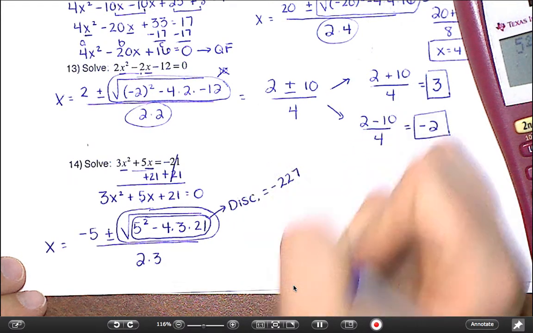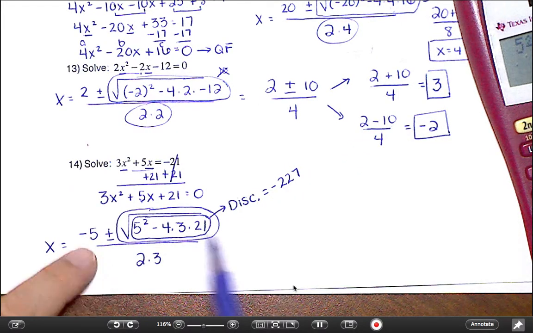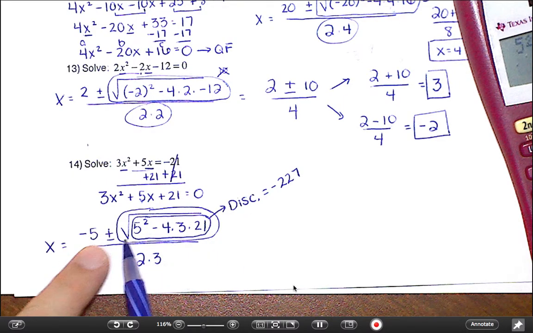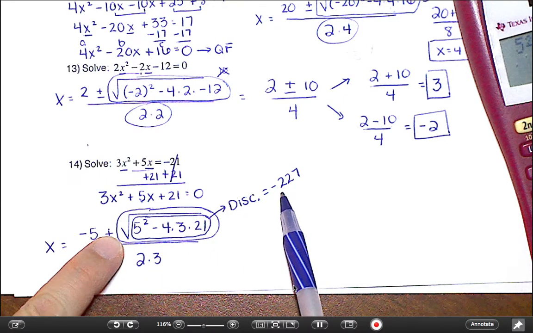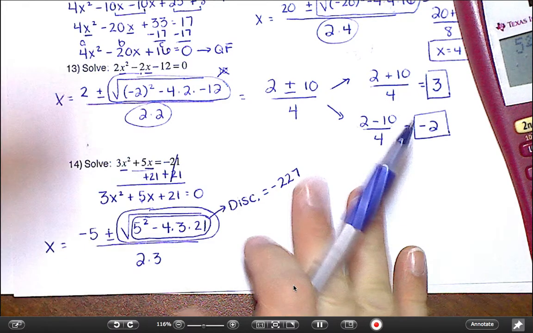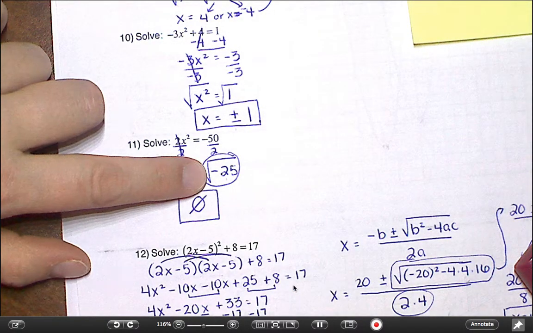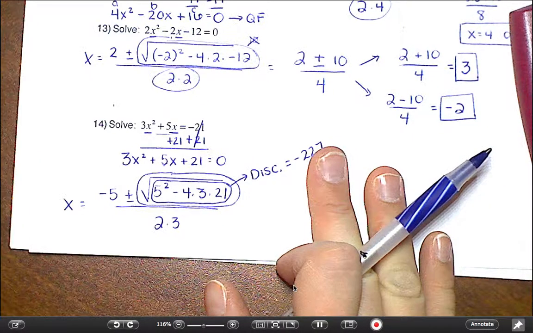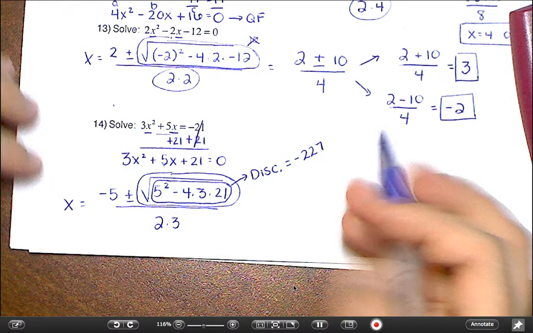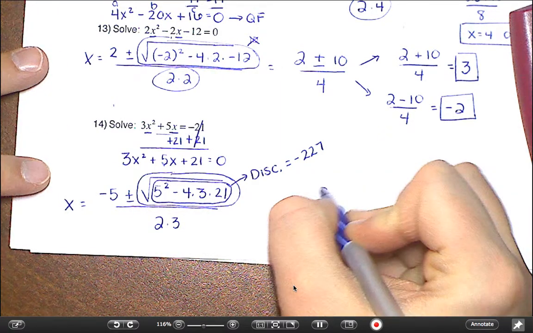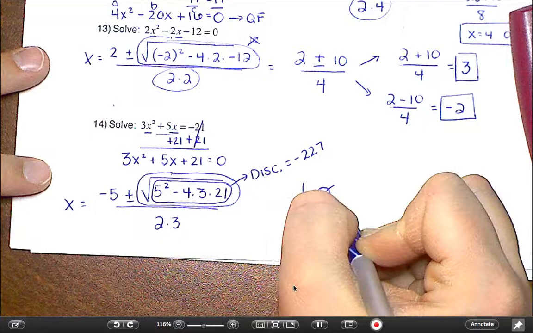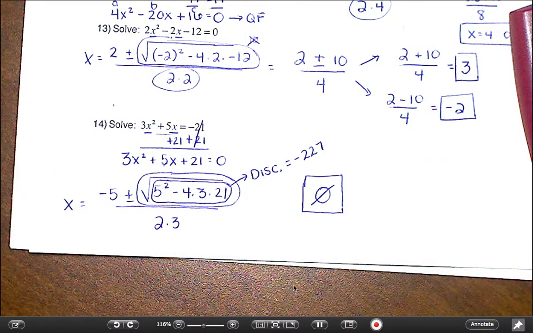Well, think about what the problem is there. Essentially, you are asking your calculator to take the square root of negative 227, and that's not possible. Just like up in number 11, taking the square root of negative 25 was not possible. Here this is not possible either. So as soon as I hit that step where I see that I have a negative discriminant, I can say no solution. That one wasn't too bad after all.